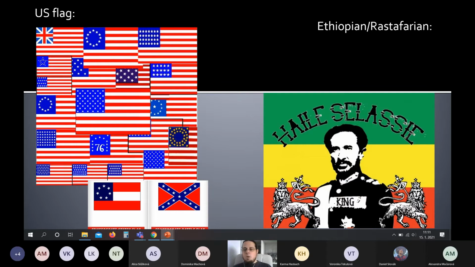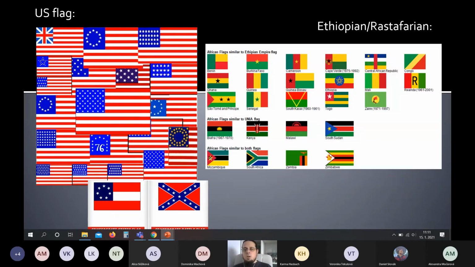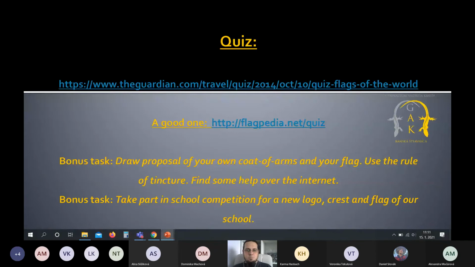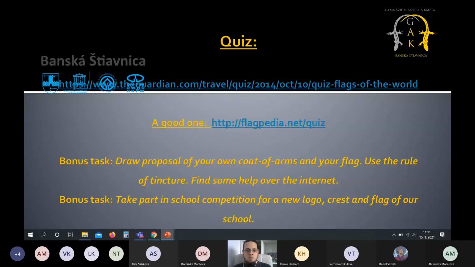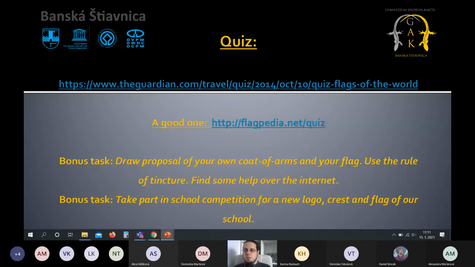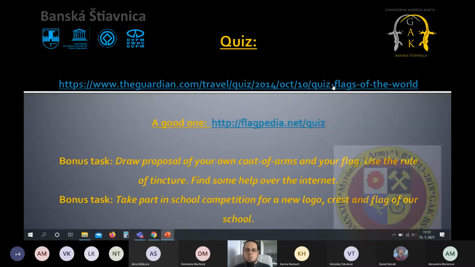So if you wear these colors and Bob Marley T-shirts, it's not only smoking weed, but probably having some opinions about equality and peace in the world, and tolerance to other ethnic groups and races and so on. So those are a couple of examples that I also gave to the young guys. I told you about the story of the logo of our school, examples of the Banská Štiavnica coat of arms, UNESCO logos, and the organization of historical towns.